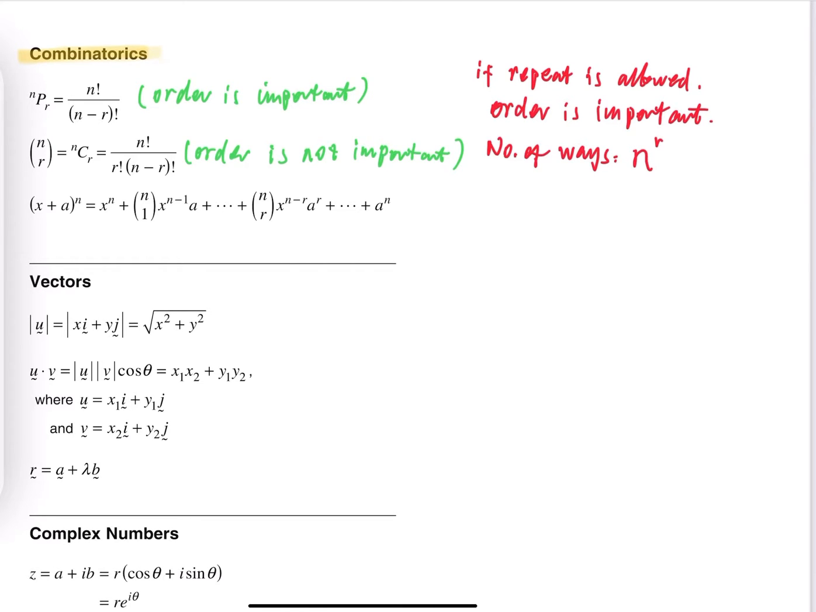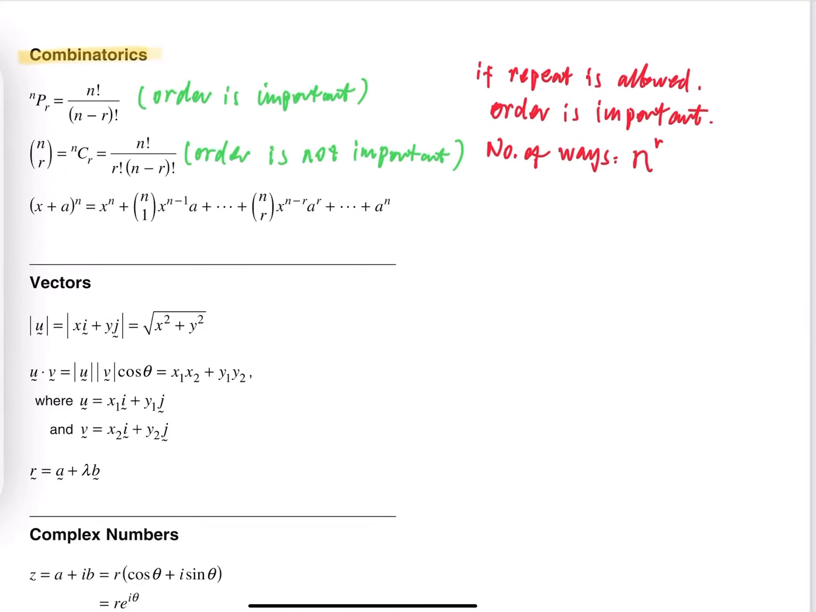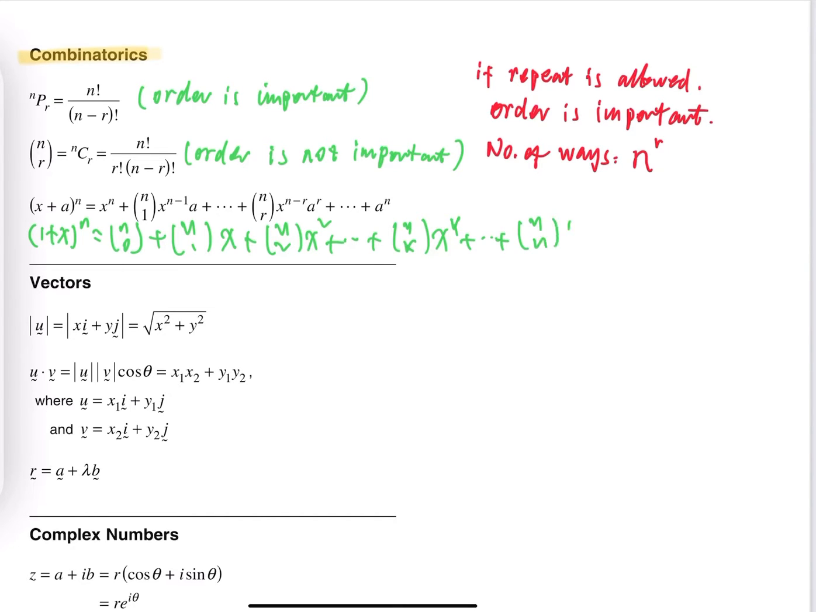So that's the first one. And then the second one I'm going to write here for you is binomial expansion. The formula is pretty simple. I'm just going to write one important formula here that we often use: (1 plus x) to the power of n. The expansion will be nC0, nC1 x, nC2 x squared, nCk x^k, and the last one, nCn x^n.